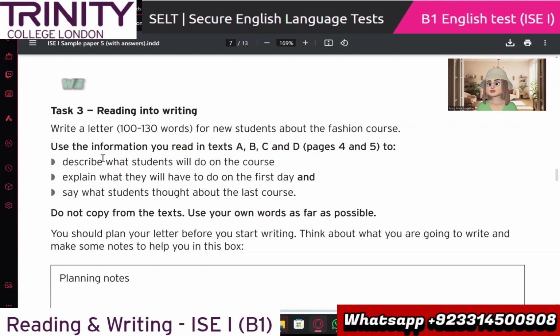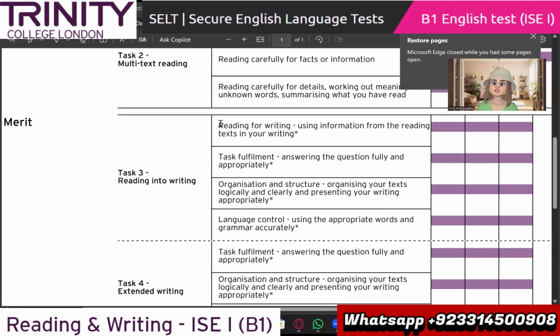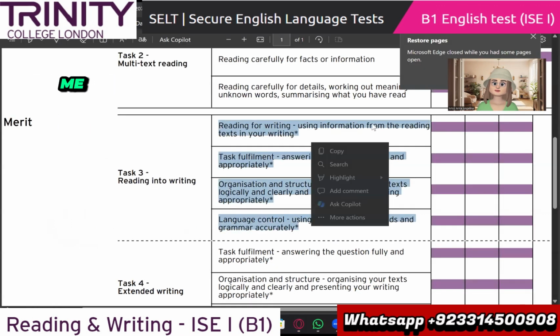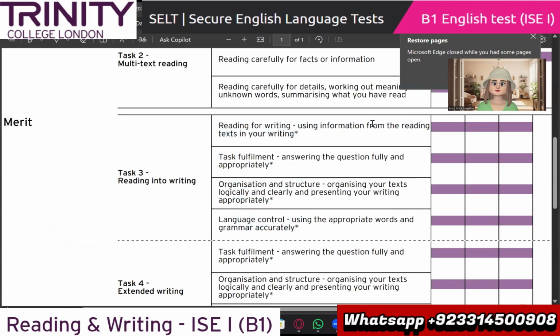Now, before we begin, I want to tell you something about this task and what you are supposed to follow. Okay? Just listen to me carefully. I just want to tell you the passing criteria, like how the examiners mark it and what they are looking for. Can you have a look at this and read all this information for me? Reading for writing. Using information from the reading text in your writing.